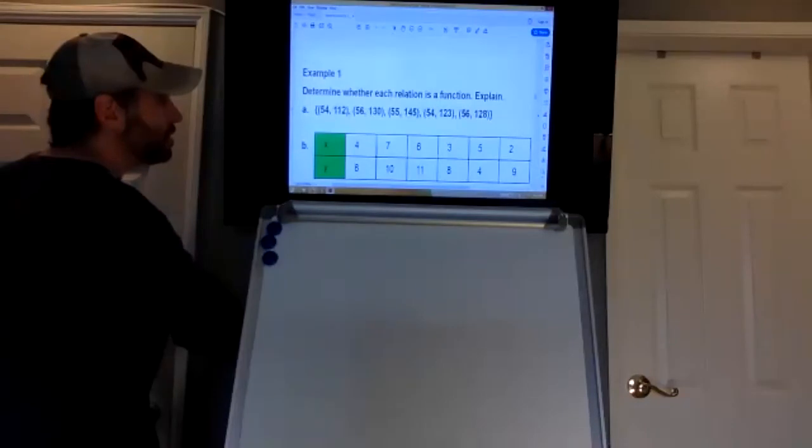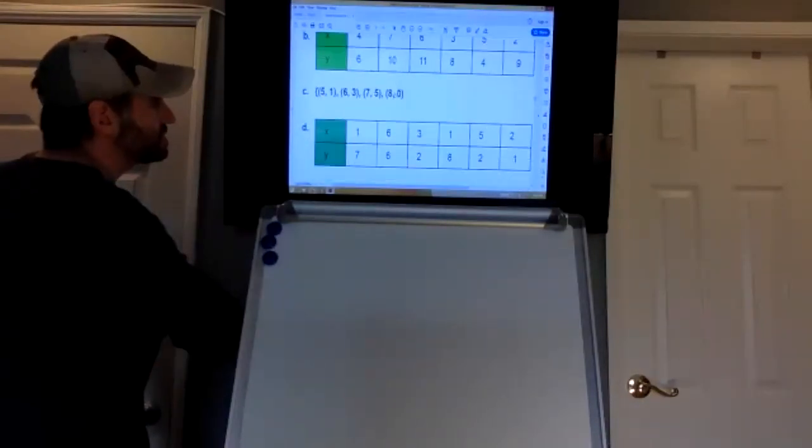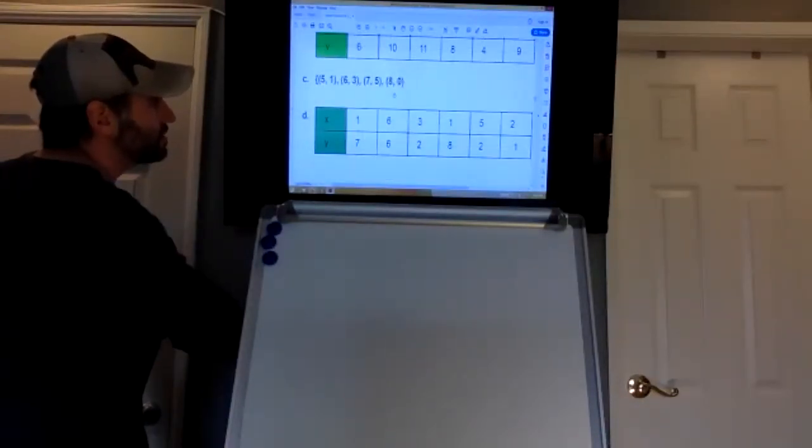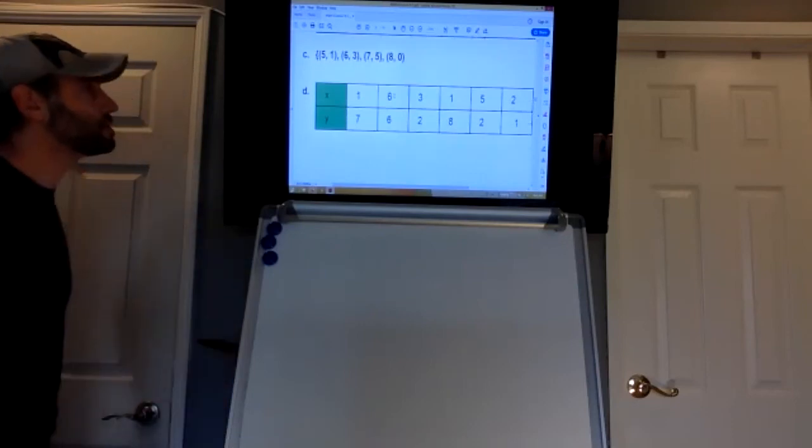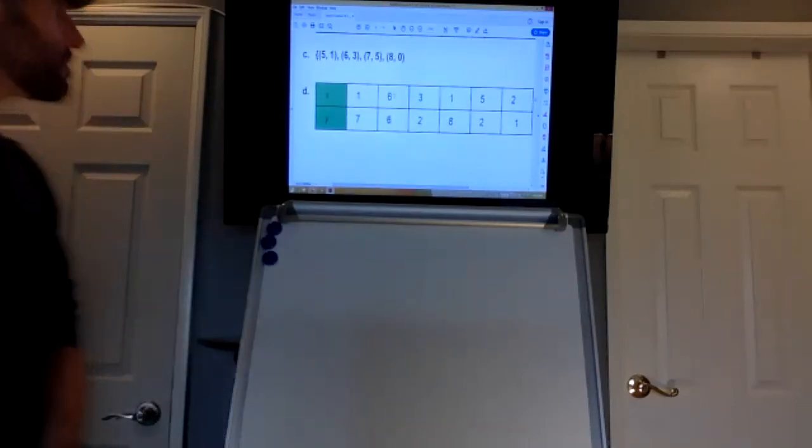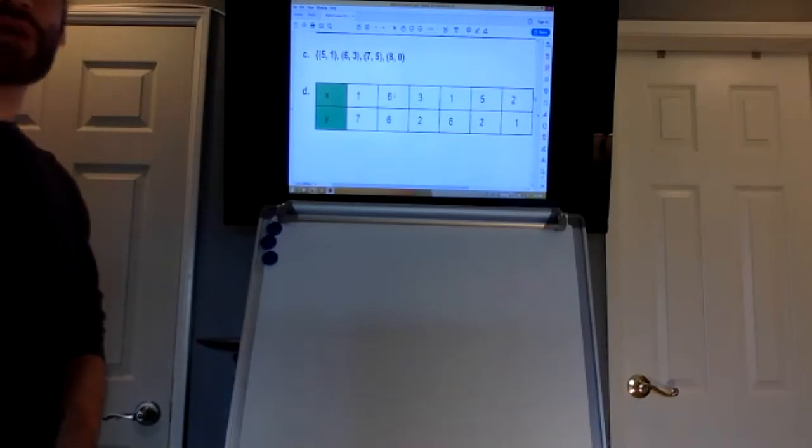Okay, here's 2 more. C and D, function or not? Go. Do we type it into the chat?